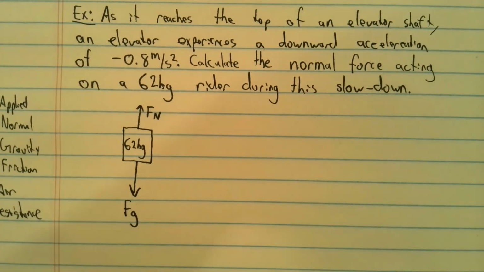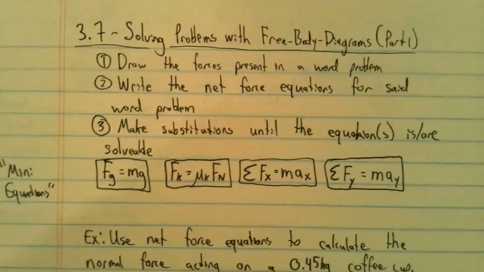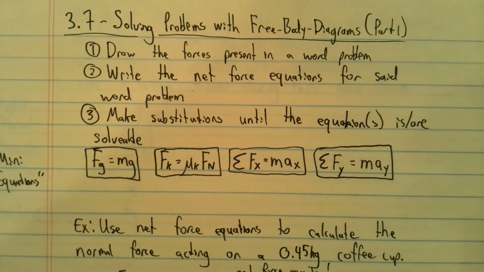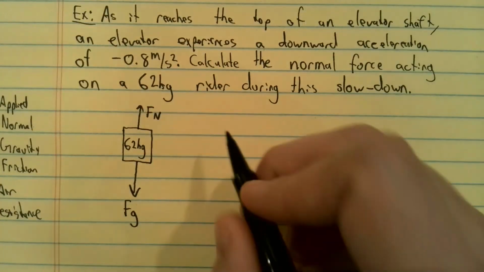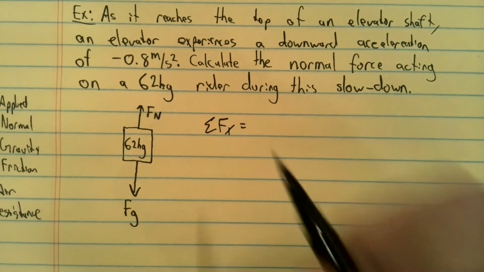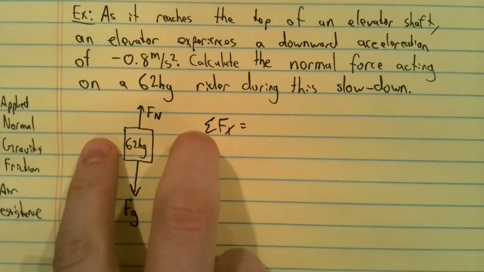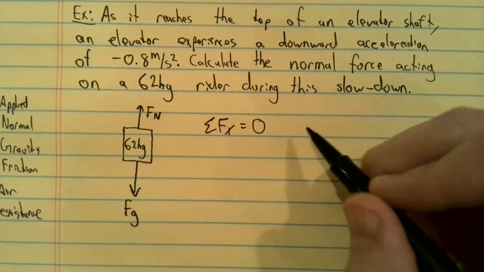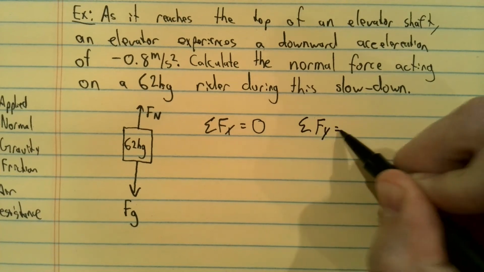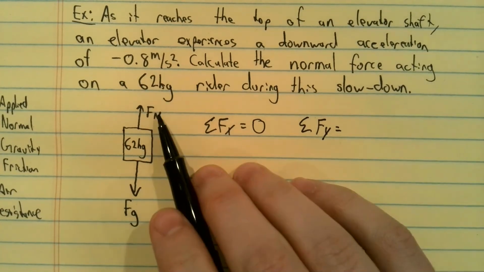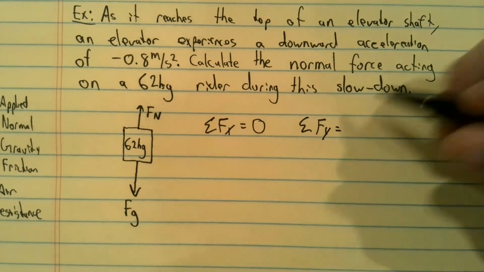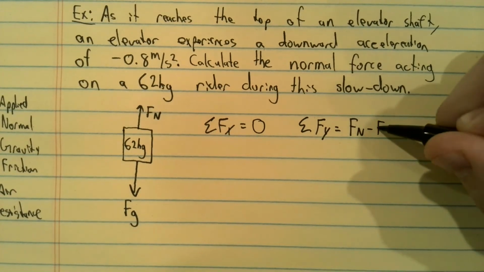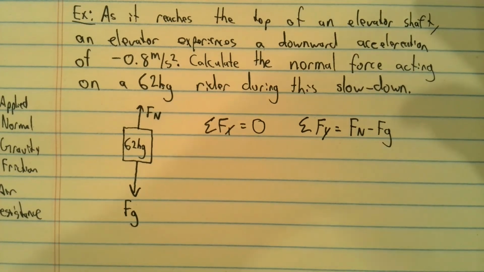Without even saying it, I did step one. Step one is to draw the forces present in this word problem, the forces acting on the person. Step two is to write the net force equations. Well, let's do that. What's the sum of the x forces? There are no x forces, dude. So nothing minus nothing is nothing. What about the y direction for this problem? Well, we have a vertical force of Fn and a vertical force of Fg. So it's Fn minus Fg. It's the sum of our vertical forces.